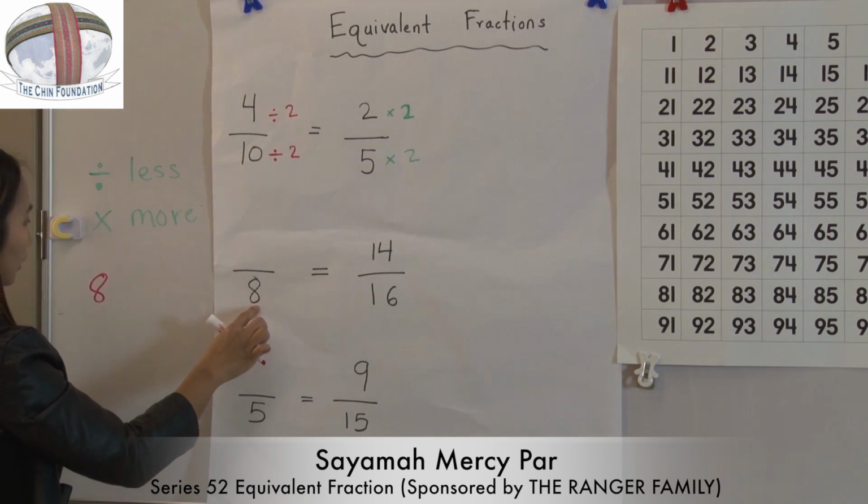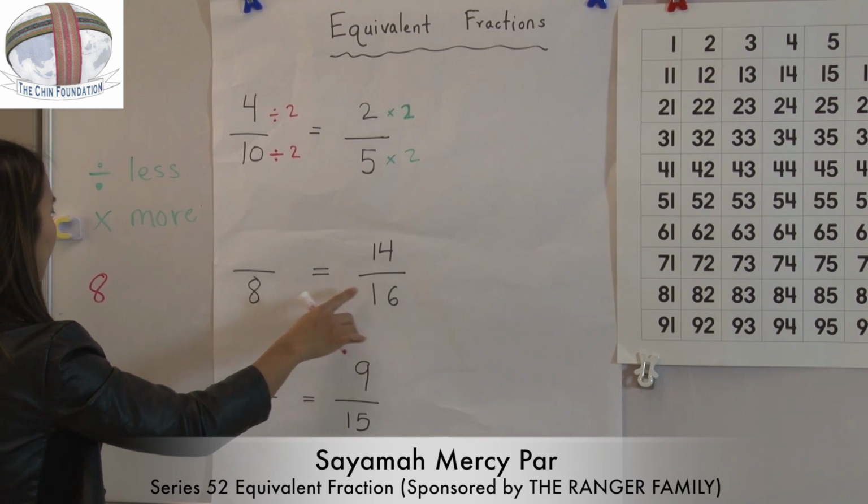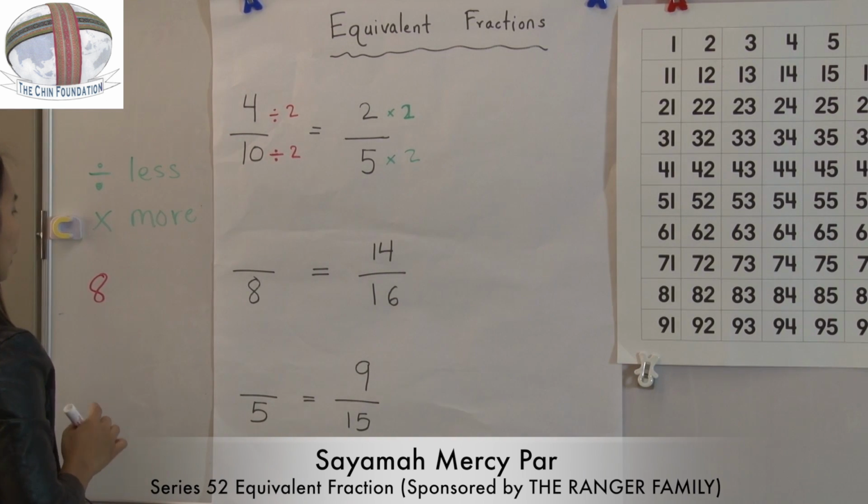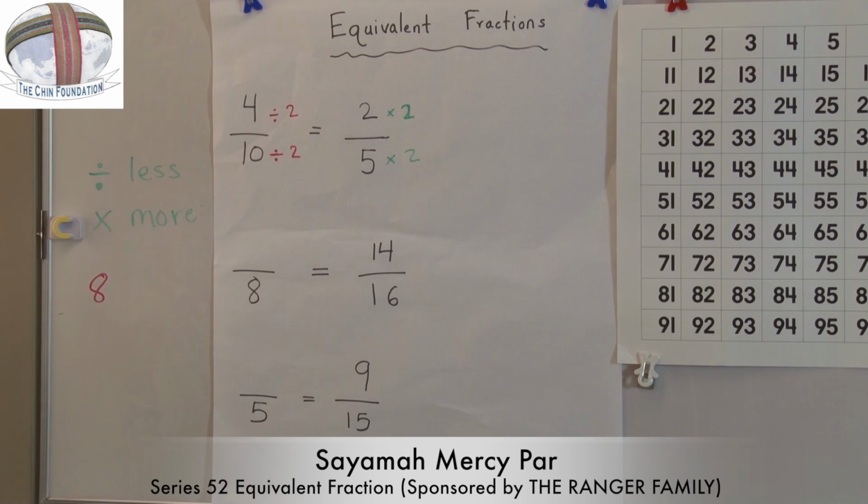So we have 8 here. We have to multiply by something to get this number. Okay, so let's see. 8 times 1 is 8. 8 times 2 is 16.